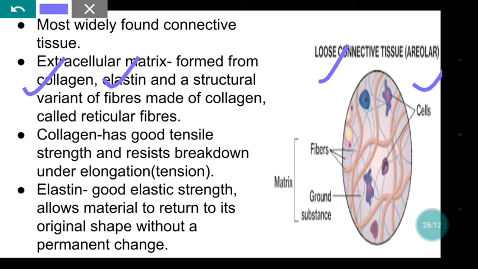Collagen has good tensile strength, so it is very strong and resists breakdown under elongation. Even if these tissues are extended or elongated, the collagen will not allow them to break down. Another is elastin. Elastin has good elastic strength, so it allows those portions to return to their original shape without a permanent change.